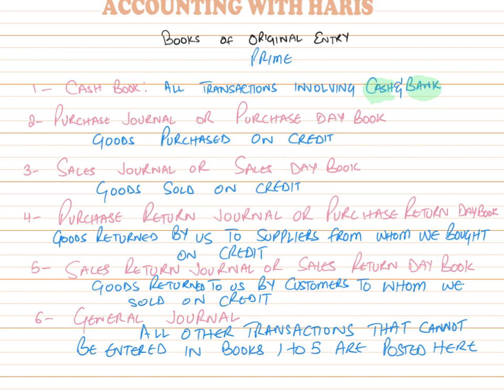The last one is the journal. All transactions that cannot be posted in any of those five books or journals that we just studied above would be posted here.